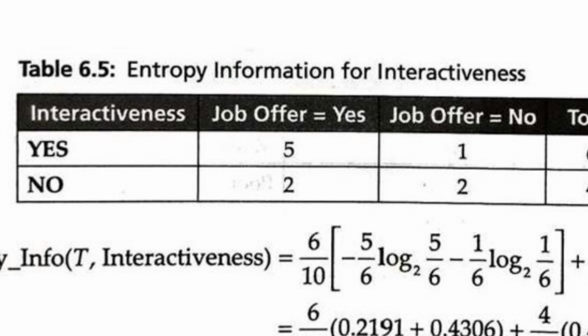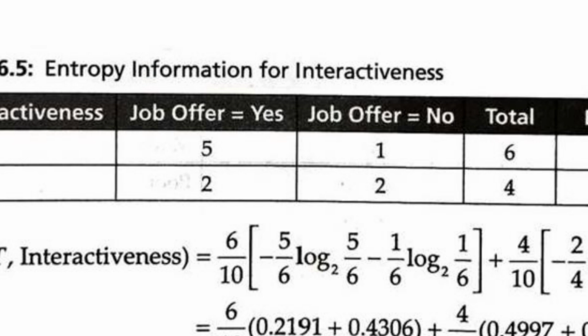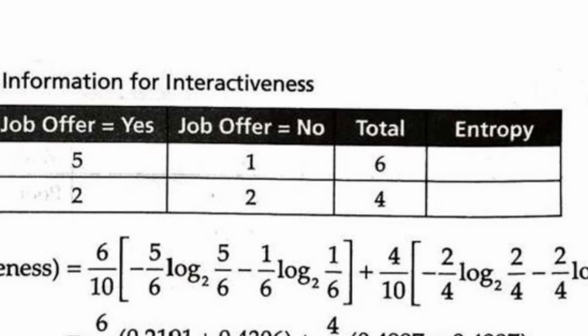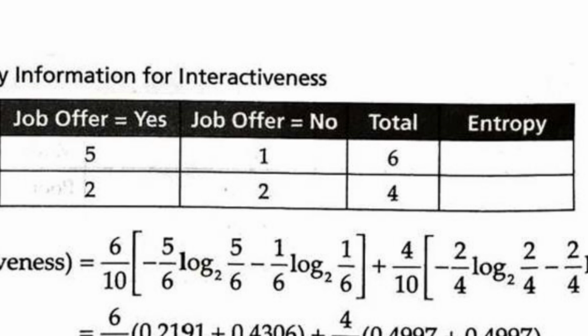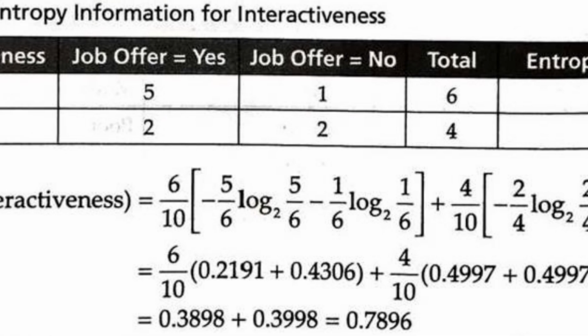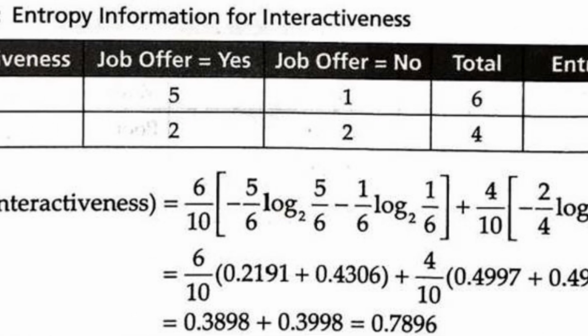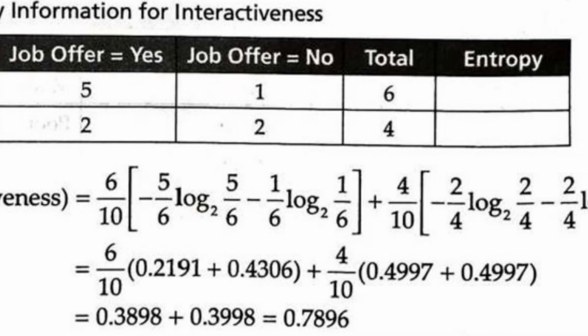There are 2 instances of job offer no for interactive no. So total of 10. Entropy, you can't directly substitute because you have to compute. There are 6 yes out of 10, and 4 no out of 10. In that 6, 5 positive and 1 negative: 5/6 log2(5/6) minus 1/6 log2(1/6).